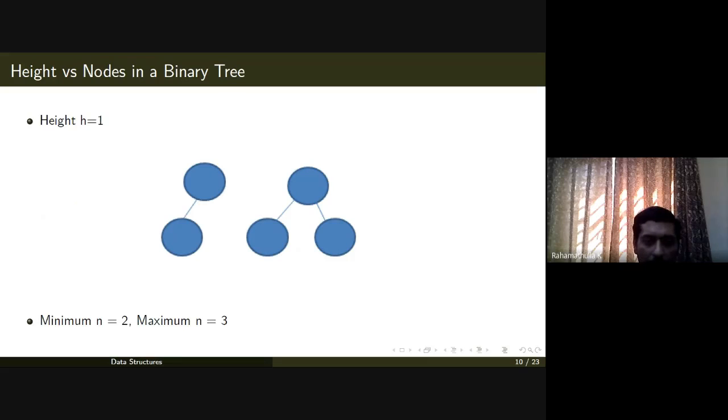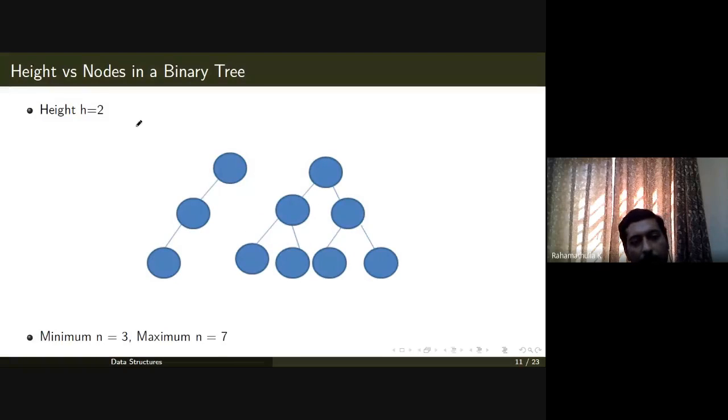Next, we'll look at height versus nodes. Some other formulas in the case of what is the height if you are given some number of nodes, and what is the number of nodes that is possible if you are given some particular height. For example, initially we'll look at the height of the tree equal to 1. For height equal to 1, you should have this minimum setup. Minimum number of nodes should be 2. Maximum number of nodes that is possible with height equal to 1 is this particular setup, that is, you can have maximum number of nodes n equal to 3.